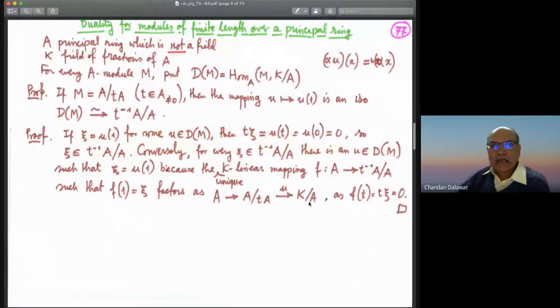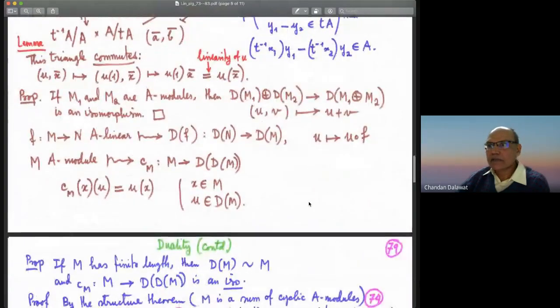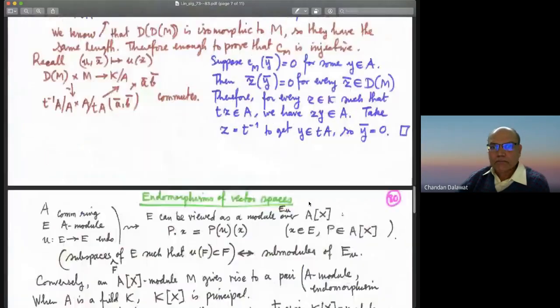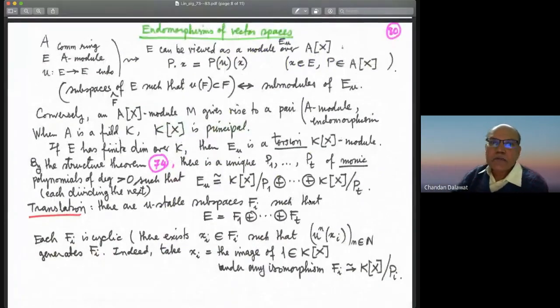So I'll skip this duality thing because I don't have the time. Another important example of a principal ring is the ring of polynomials over a field. And so how do you apply it to the polynomial ring?